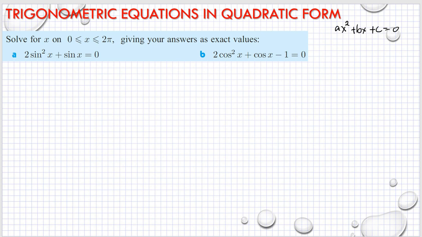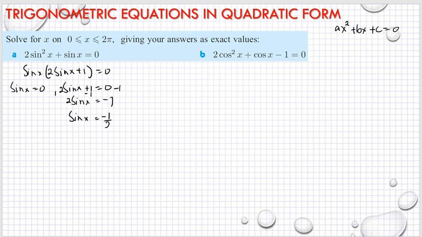For example, here we have 2 sine squared x plus sine x is equal to 0. Then we have sine x as our common factor. Then we have sine x times 2 sine x plus 1 is equal to 0. So sine x is equal to 0, and 2 sine x plus 1 is equal to 0. Subtracting 1 from both sides, 2 sine x is equal to negative 1, and we have sine x is equal to negative 1/2.